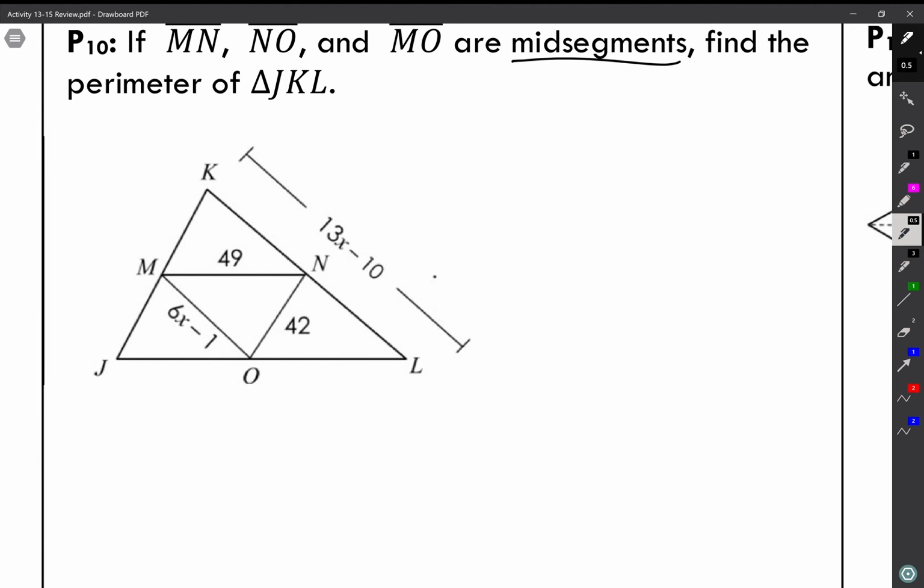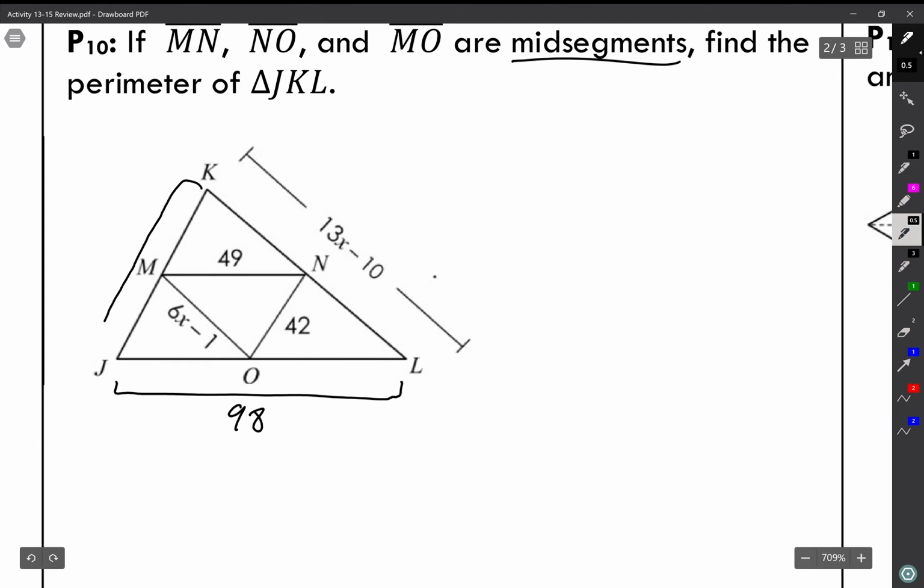Okay, so let's start off with the numbers that we can find easily. MN is a mid-segment, and JL would be the third side for that one, so I can just double whatever 49 is, so that's going to give me 98 for JL. And similarly for KJ, we will just double 42, because NO is the mid-segment. So 42 times 2 is 84. One easy way to spot which one I need to be doubling is that we're always looking at the parallel sides, right? Because they are parallel based on the mid-segment. So that's an easy way to see which one you're looking at.